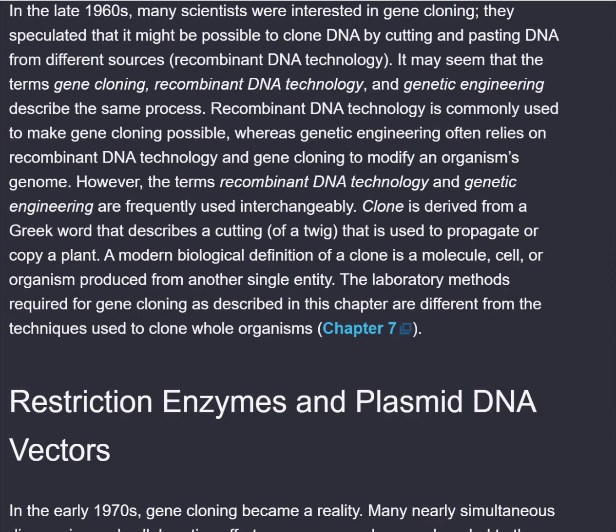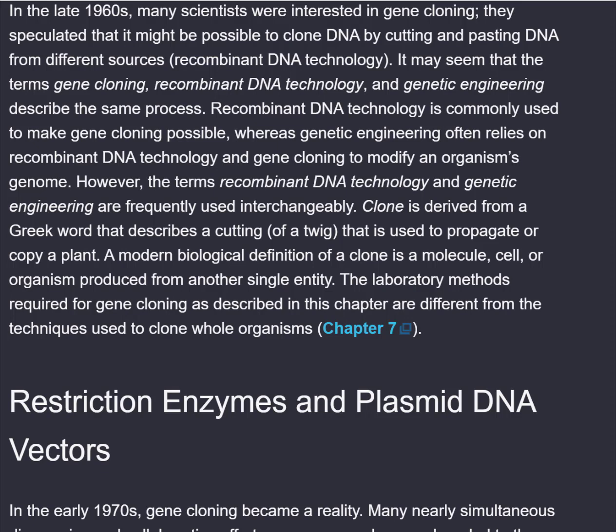In the late 1960s, many scientists were interested in gene cloning. They speculated that it might be possible to clone DNA by cutting and pasting DNA from different sources, recombinant DNA technology. It may seem that the terms gene cloning, recombinant DNA technology, and genetic engineering describe the same process. Recombinant DNA technology is commonly used to make gene cloning possible, whereas genetic engineering often relies on recombinant DNA technology and gene cloning to modify an organism's genome. However, the terms recombinant DNA technology and genetic engineering are frequently used interchangeably.